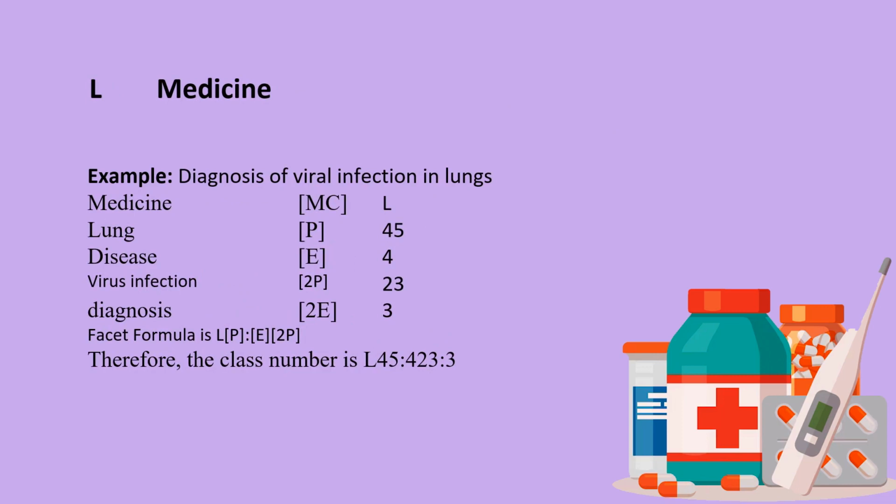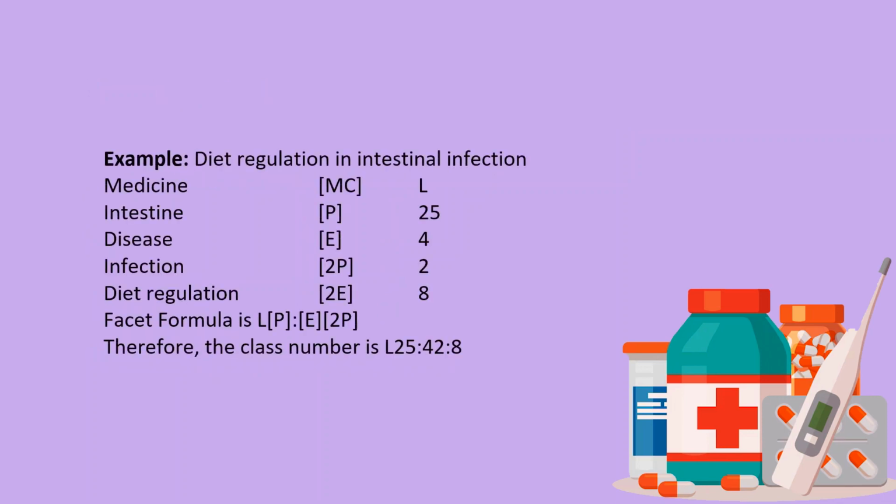Diagnosis of viral infection in lungs: main class medicine, then lung in the personality facet, then disease in the energy facet, and then viral infection in the second round personality facet, and diagnosis is denoted in the second round energy facet, and thus with the notations in each facet of the respective isolates, the class number will be formed as L45:423:3.